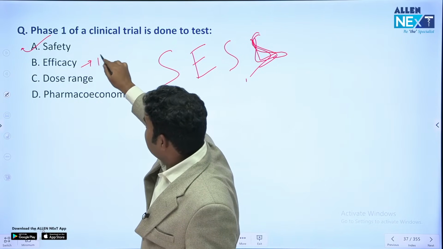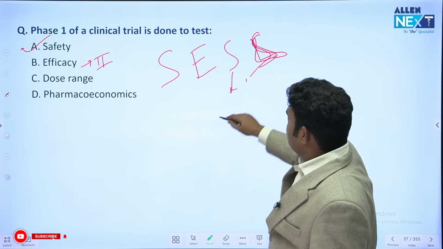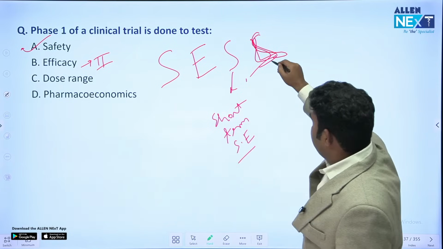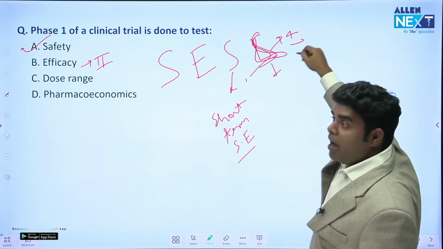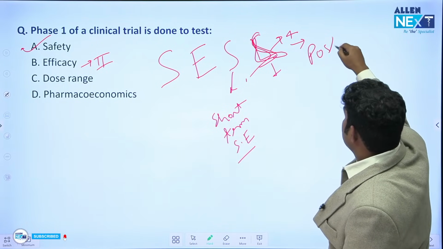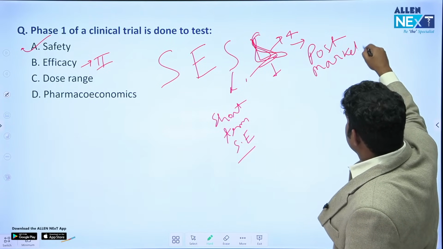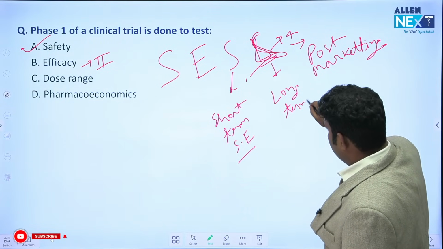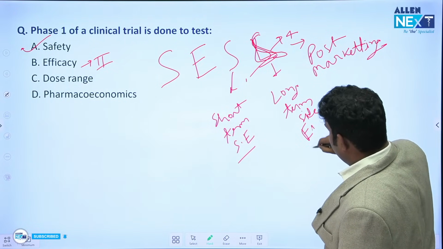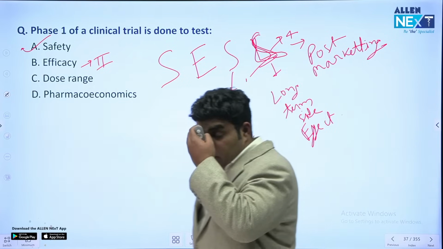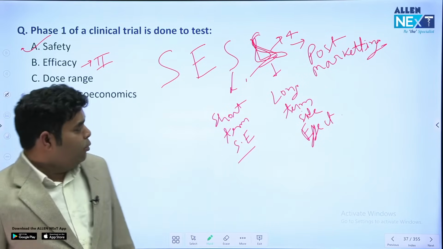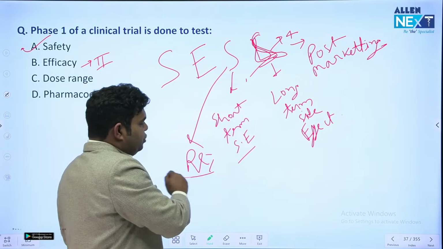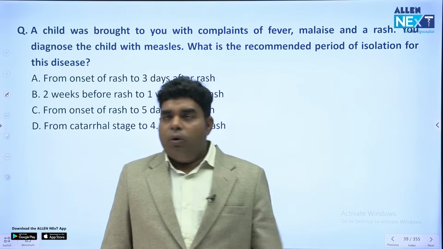फेज 2 से इफिकेसी, फेज 3 से शॉर्ट टर्म साइड इफेक्ट, and phase 4 is the post marketing surveillance. They keep asking this question, post marketing surveillance, and this post marketing surveillance, it tell about long term side effect. Okay, so these are the 4 phases. CES can be the mnemonic, and in phase 3 usually we do RCT and all is done in phase 3 usually. Okay, चलो. Now next question.